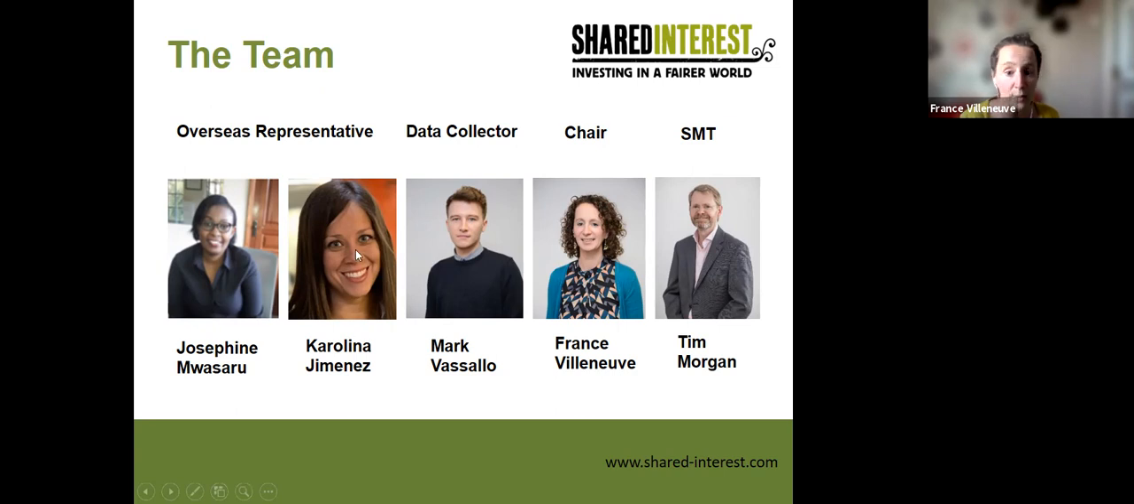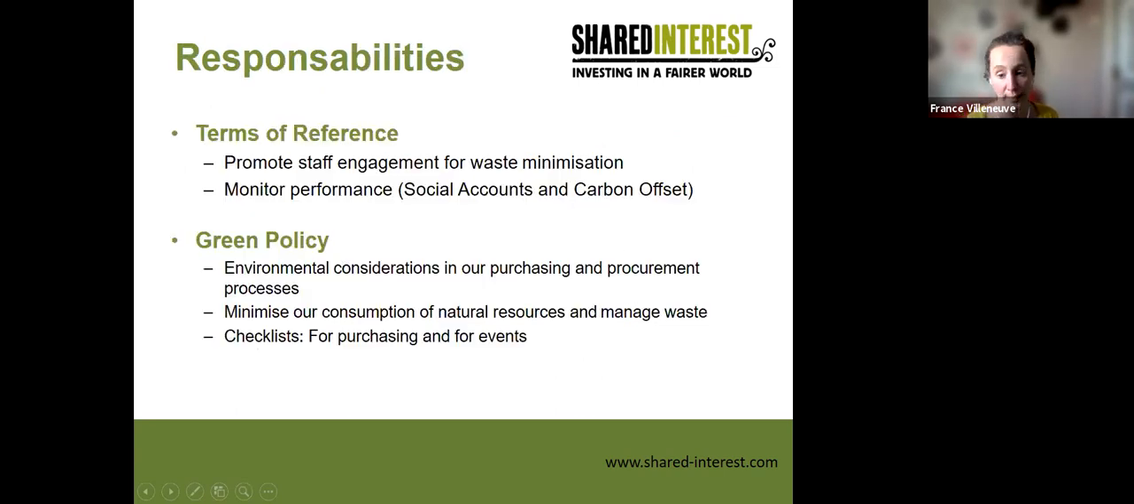The central role of the environmental team is to increase staff awareness of current environmental issues and promote staff engagement for waste minimization. As such, we have a green policy in place which provides guidance to staff when purchasing goods or planning an event, along with supporting staff to recycle paper, plastic and glass, not only in the office, but also at home. The environmental team also monitors the business performance for the social account and for the carbon offset fund.